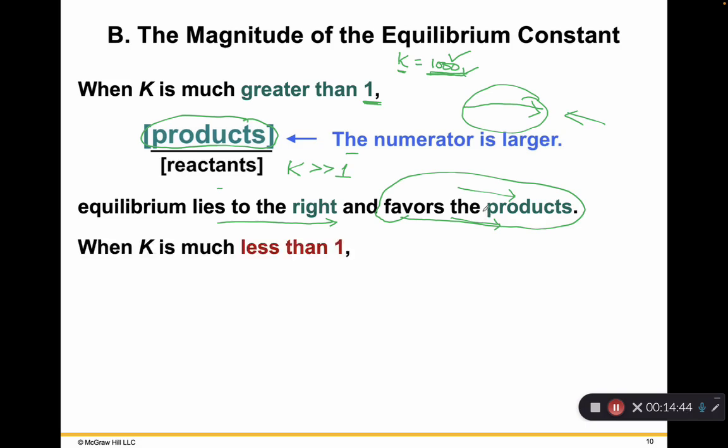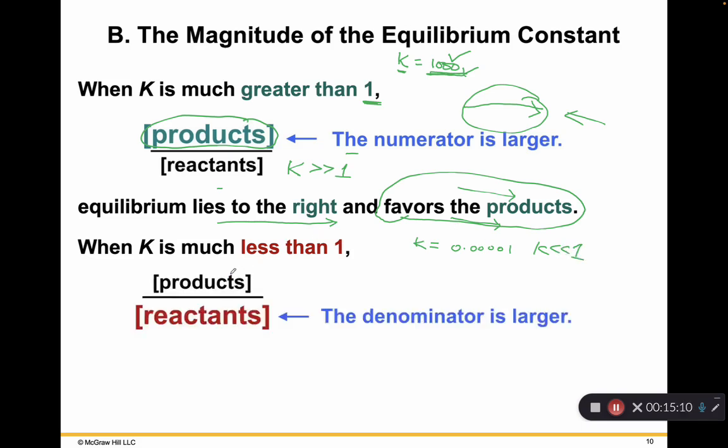Now, if the K value is much less than 1. Let's say you are doing an experiment and you calculated the K value of that experiment. It was, let's say, 0.00001. Okay, it is very small, much, much smaller than 1. It means that now your product is small and the reactant is large, because to get a value lower than 1, the denominator must be much larger than the numerator, right?